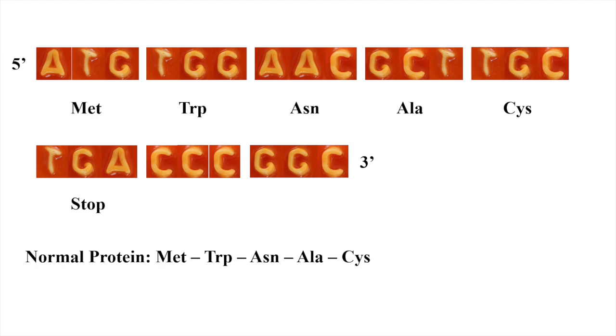As this is the normal non-mutant sequence, when translated, it produces a 5 amino acid long protein, beginning with methionine and ending in cysteine, as the 6th codon in the sequence codes for a stop codon. The rest of this video will be focused on explaining different types of point mutations using this sequence. A point mutation is a mutation that will result in the substitution of one base for another.